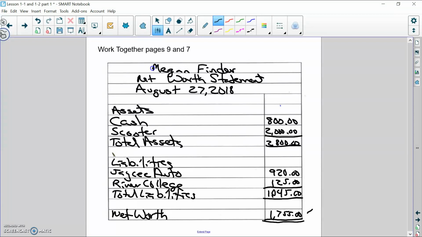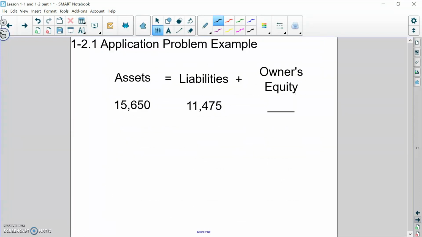What we're going to do on application 2.1 is solve for X. With this accounting equation, remember the accounting equation is assets equals liabilities plus owner's equity. Anytime you have a blank, you're solving for X. So what do I have to do here to get this blank? You just have to subtract liabilities from what? Assets.